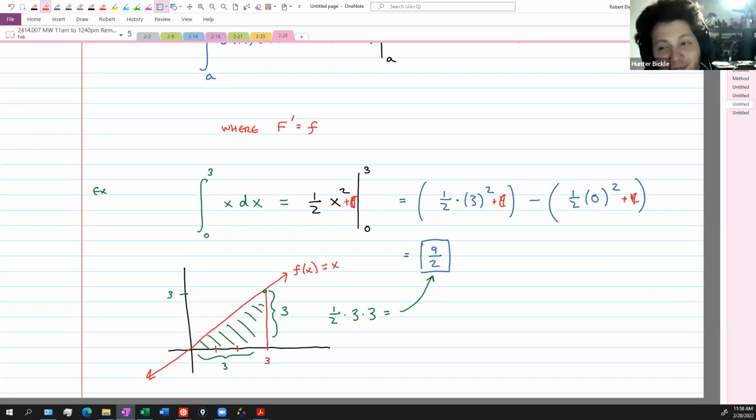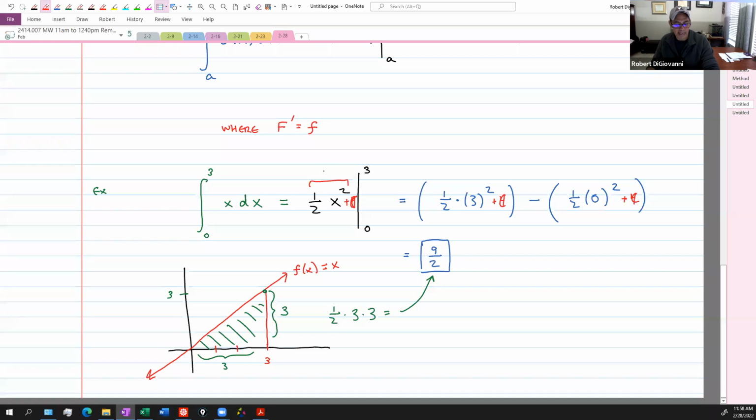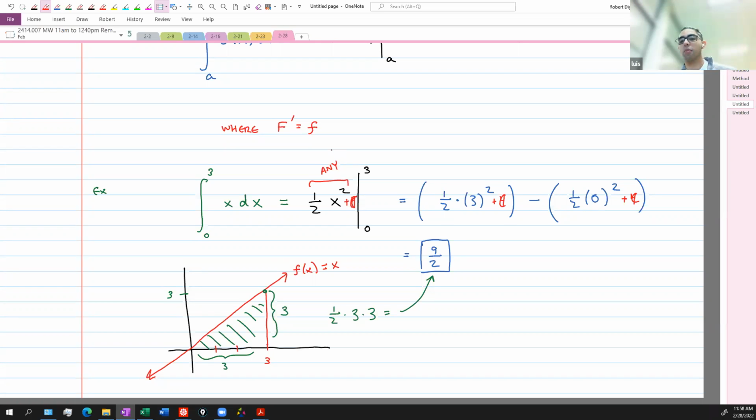Good question. That's pretty cool. Yeah, this antiderivative can be any antiderivative you want. So we usually pick the one that has plus 0 because it just keeps things simple. But that doesn't make sense. Wouldn't the area be completely different if it was 5 feet up as opposed to not 5 feet up?